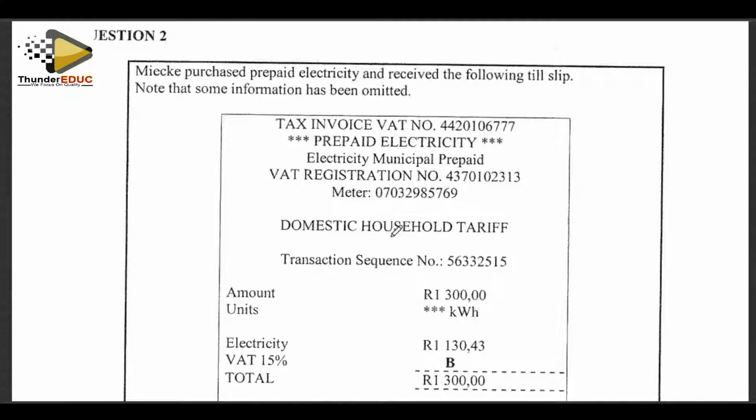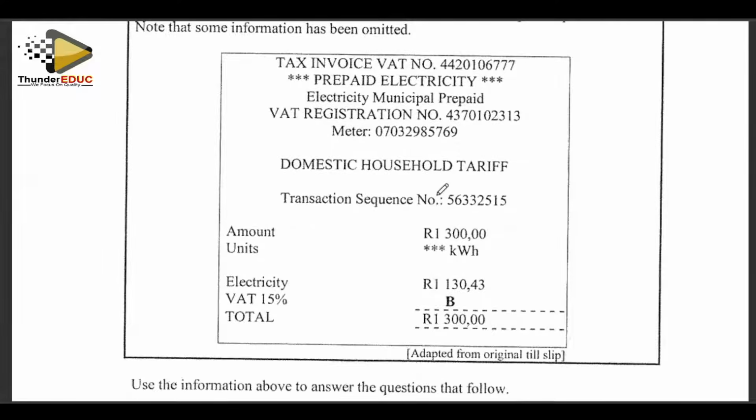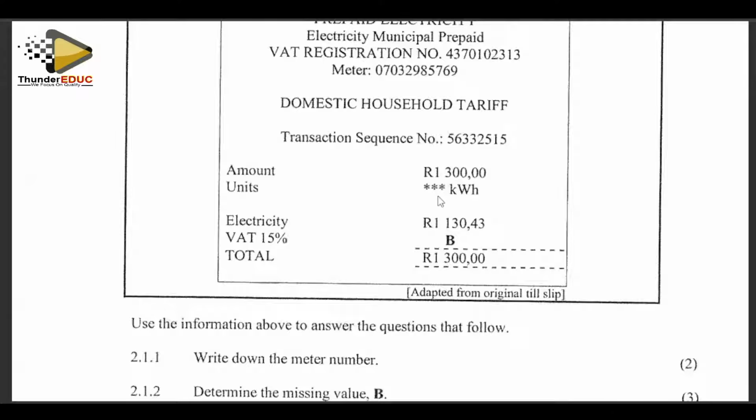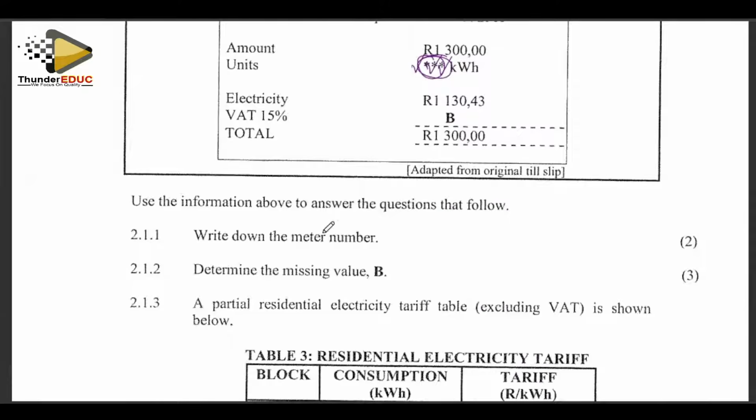Let's look at question number 2. Maki purchased prepaid electricity and received the following till slip. Note that some information has been omitted, like the units that he or she bought. Write down the meter number.